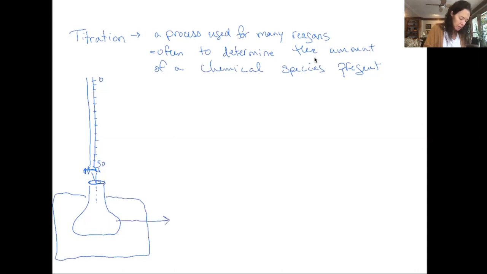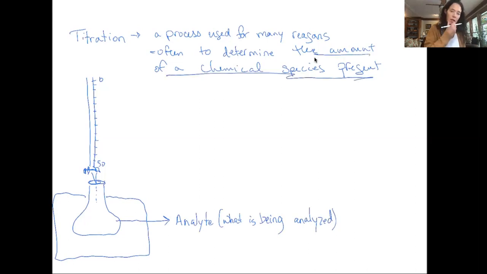This would be our Erlenmeyer flask. It's always nice to put a white piece of paper underneath it. In this flask, we would have our analyte. That is what we are analyzing, what we are trying to determine the amount of a chemical species in, all right? And here we would put our titrant, okay?